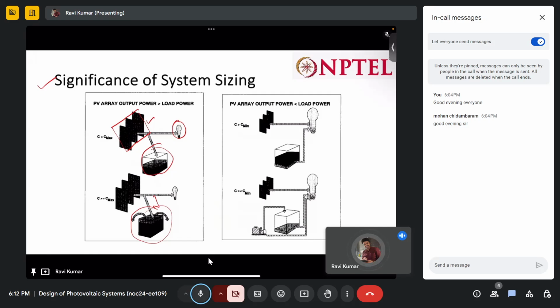Sometimes it may be under designing. In this condition, our load requirement is not satisfied by this PV system. So we require an additional battery, or we may also require an additional diesel engine. So these are the conditions we need to keep in mind while designing a PV system.